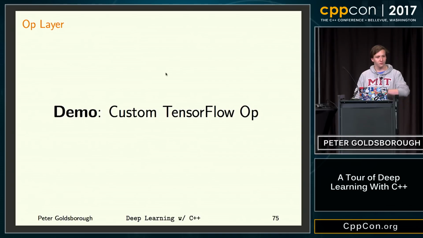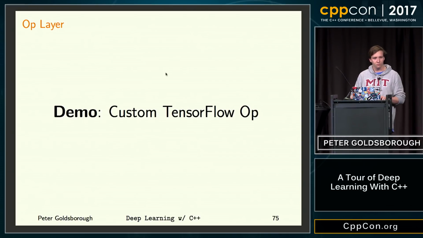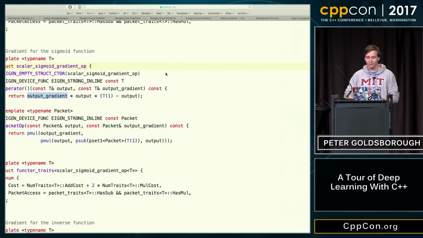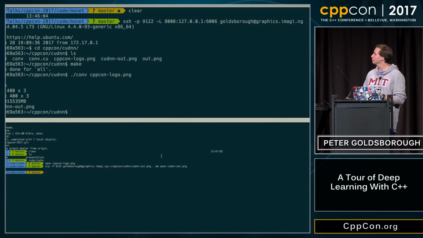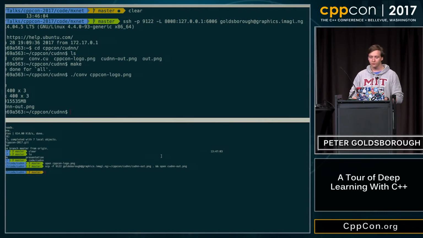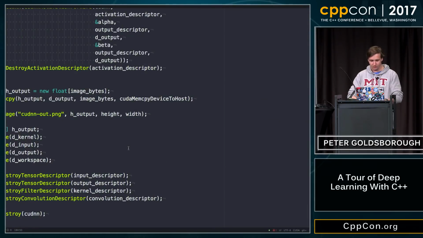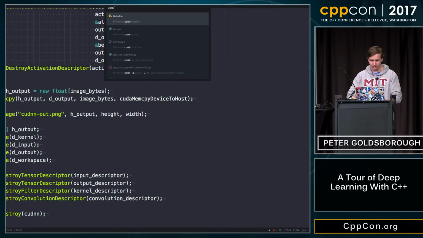I think how much time do we have left? More than enough. All right, so another sample I want to give is actually implementing your own kernel for TensorFlow. That's the next sample. So let's look at that.